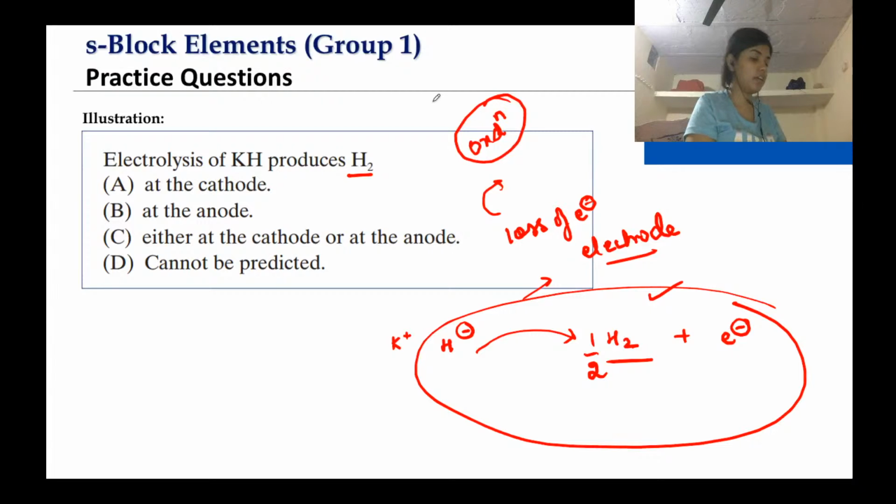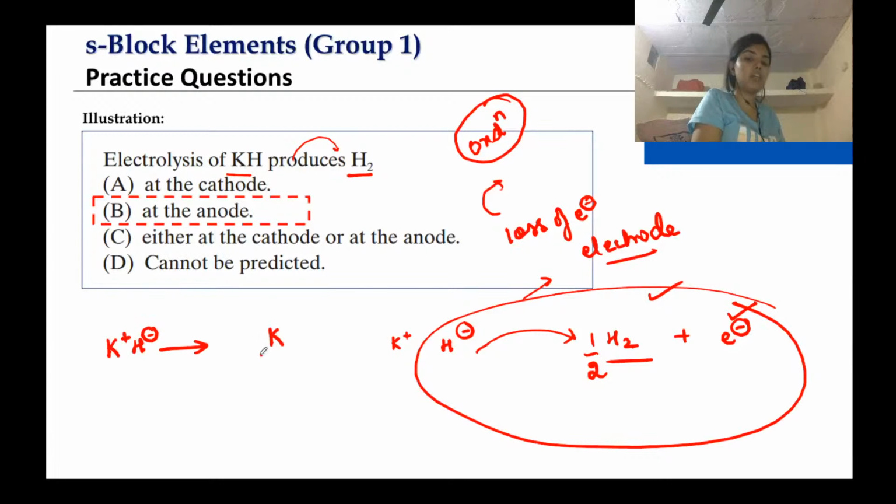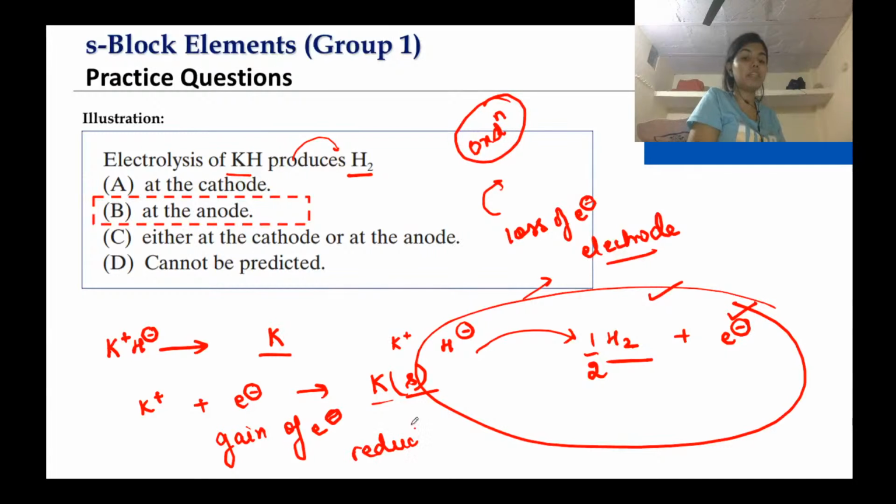Okay, Dinesh is saying anode. Good. Yes, so the oxidation or the loss of electron will take place at the anode. So electrolysis of KH to produce hydrogen gas will be at the anode. Okay, so this way you have to judge. If it would have asked that K plus is being converted into potassium, this means that K plus is gaining an electron to give potassium, right? Gain of electron is happening here. That means reduction is happening, and reduction takes place at the cathode. So the answer would have been cathode.